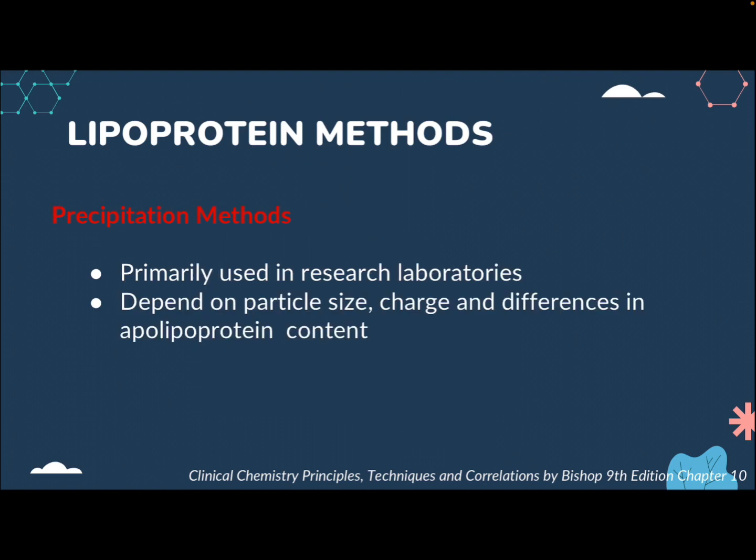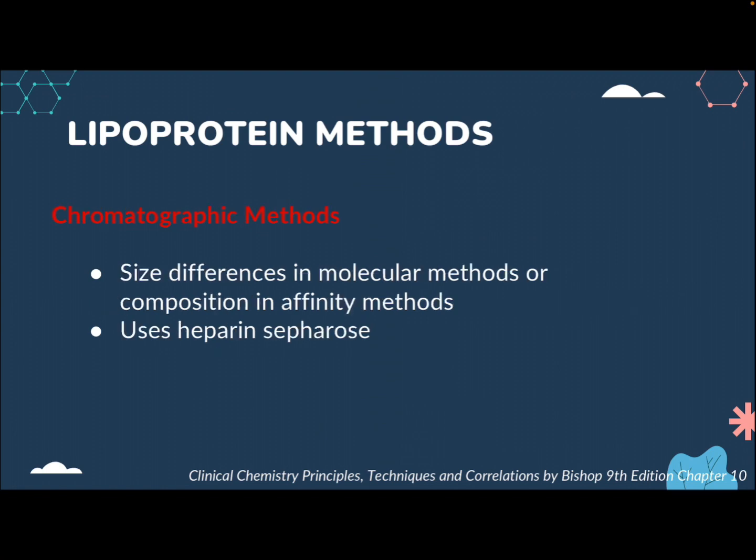Chemical precipitation methods were once common in clinical laboratories and are now primarily used in research laboratories. They depend on particle size, charge, and differences in apolipoprotein content. For chromatographic methods, these take advantage of size differences in molecular sieving methods, or composition in affinity methods using, for example, heparin sepharose.